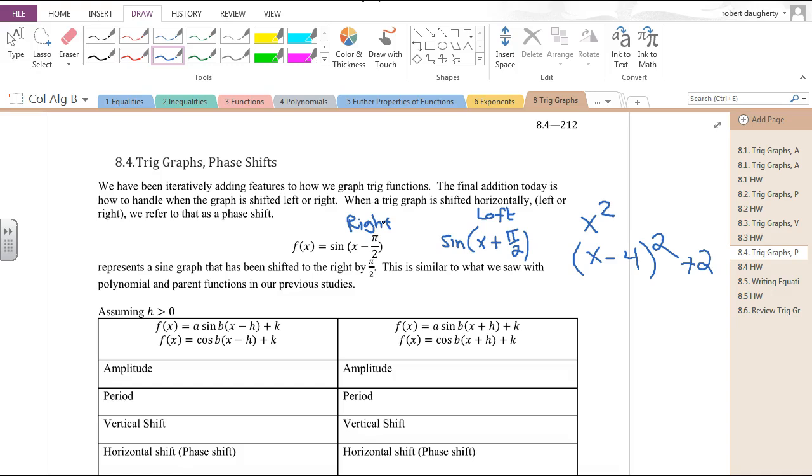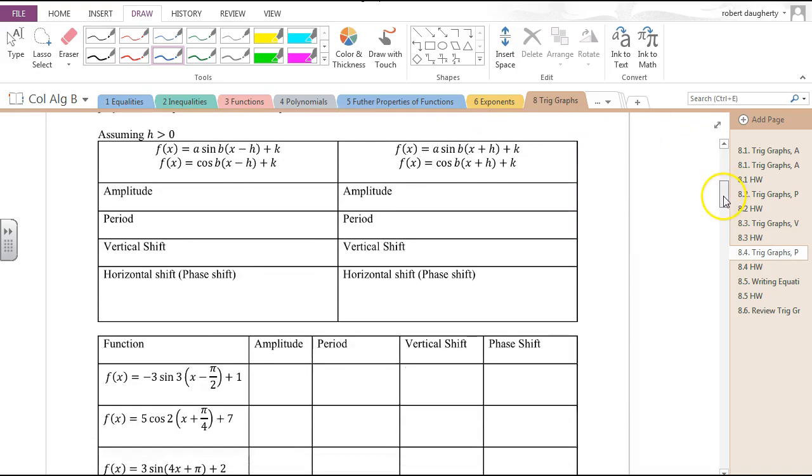So now what we should be able to do, and this is our final bell or whistle that we're adding to our trig graphs, is look at functions that look just like this and be able to graph them. So sine or cosine, what is the amplitude in this? There should be an A right there in front. So the amplitude is the absolute value of A.